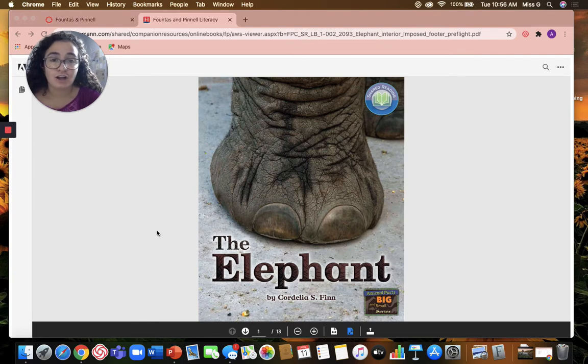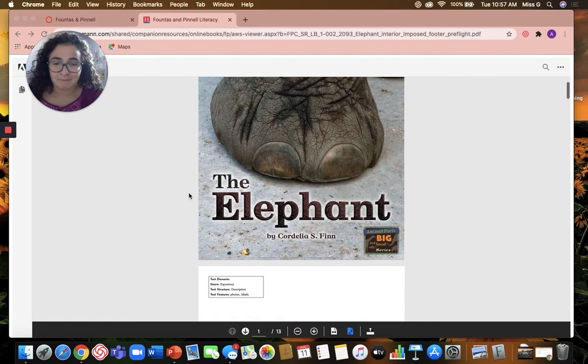We've been talking a lot about titles recently, so since this book is called The Elephant, I think that this book is going to be about elephants. What do you think? Now, since the title of the book is The Elephant, that must mean that this picture is of an elephant's foot. This elephant's foot is much bigger than yours or mine.